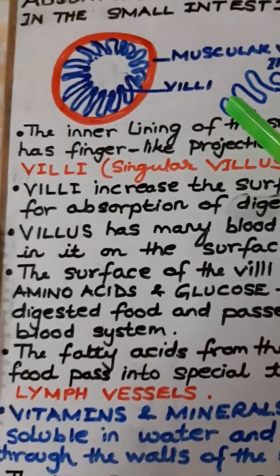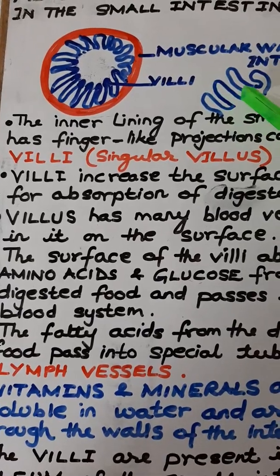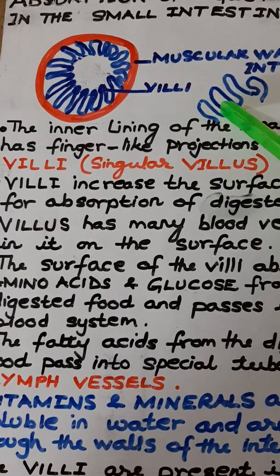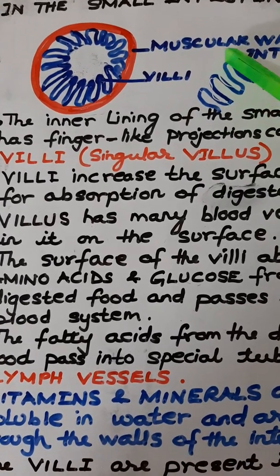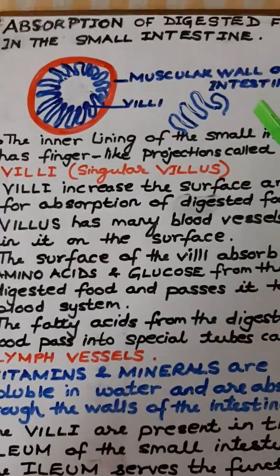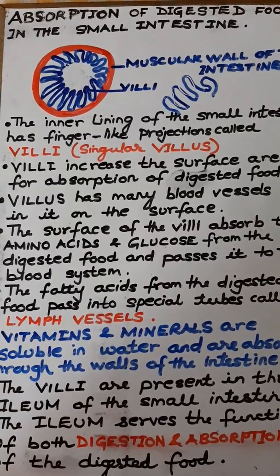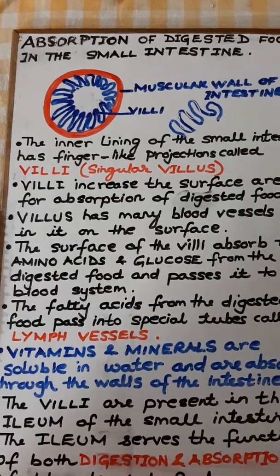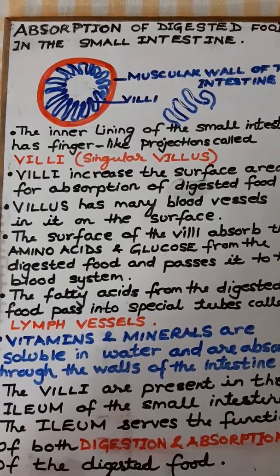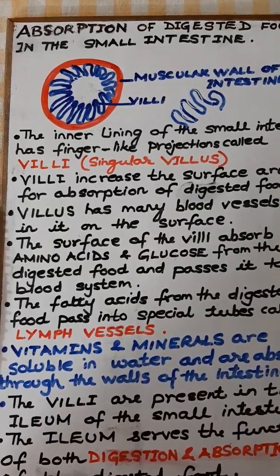Now, what do these villi do? They increase the area for absorption of food. That's called the surface area. Can you see here also? It can go here. From everywhere, food can be absorbed. That's why it is said villi increase the surface area for absorption of digested food, because in the small intestine food finally gets digested and it has to be absorbed. And it is these villi that absorb the digested food.